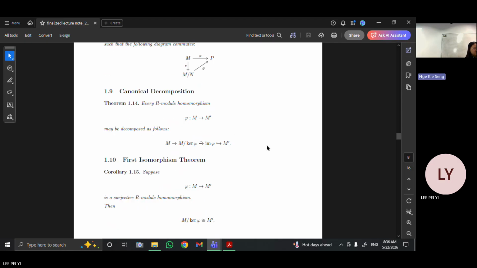Next one, canonical decomposition. So for the theorem, every module homomorphism phi may be decomposed as the map from M to M mod kernel phi, followed by the map as above.